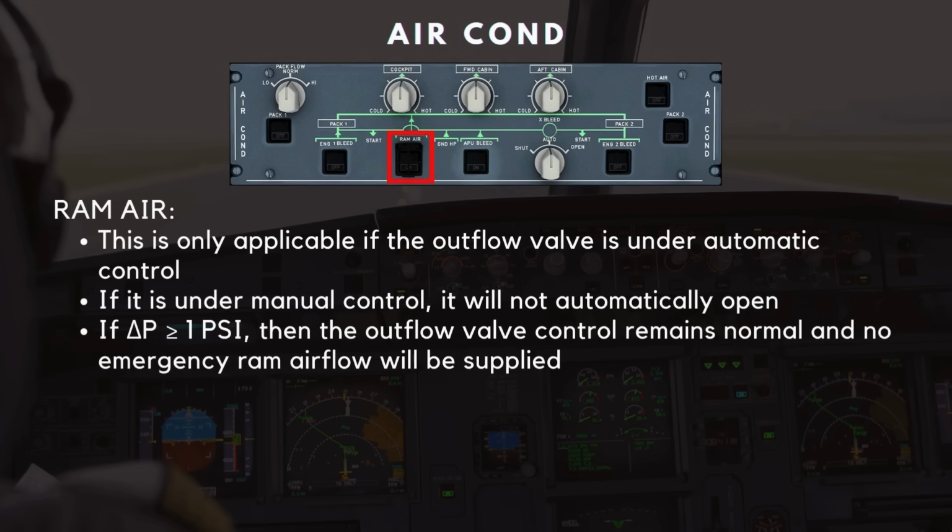Note, this is only applicable if the outflow valve is under automatic control. If it is under manual control, it will not automatically open. If the differential pressure is greater than or equal to 1 psi, the outflow valve control remains normal and no emergency ram airflow will be supplied.